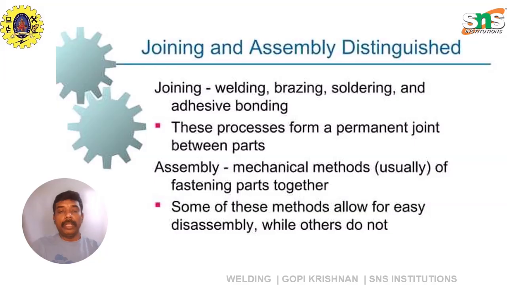Or else, if you go for the riveting process, to make two components together, we need to place the rivets by combining the two components, and that is also one of the methods of creating an assembly between two components. So the joining and assembly processes are different. If you want to create a permanent joint, we have to go for the joining process, whereas assembly is the process in which we can bring about the disassembly or assembly of the components together. This is all about the difference between the joining process and the assembly process.